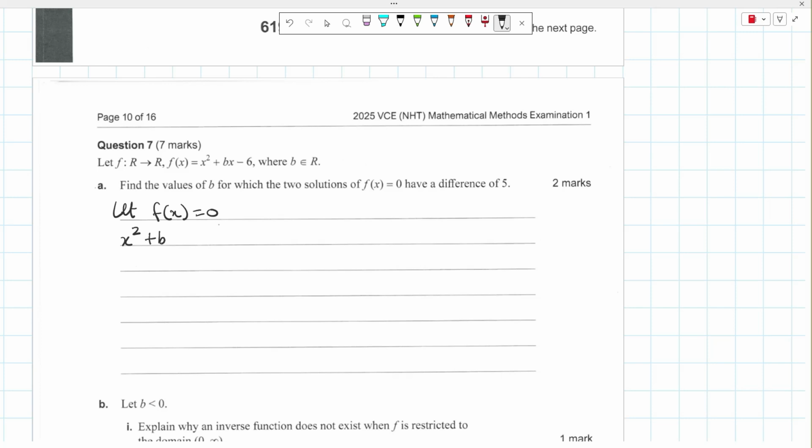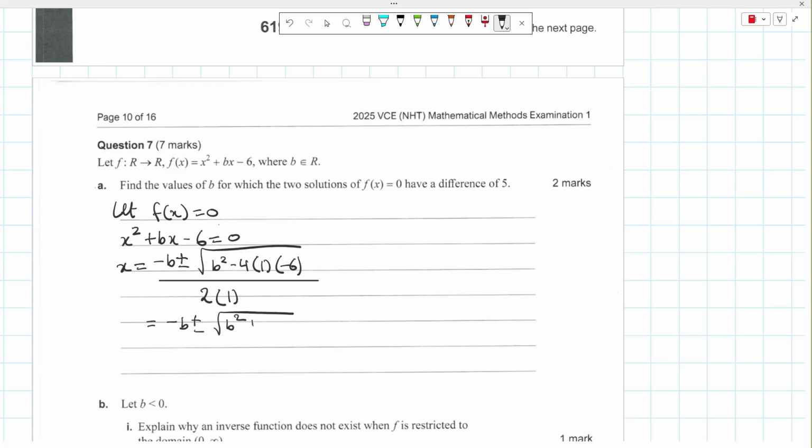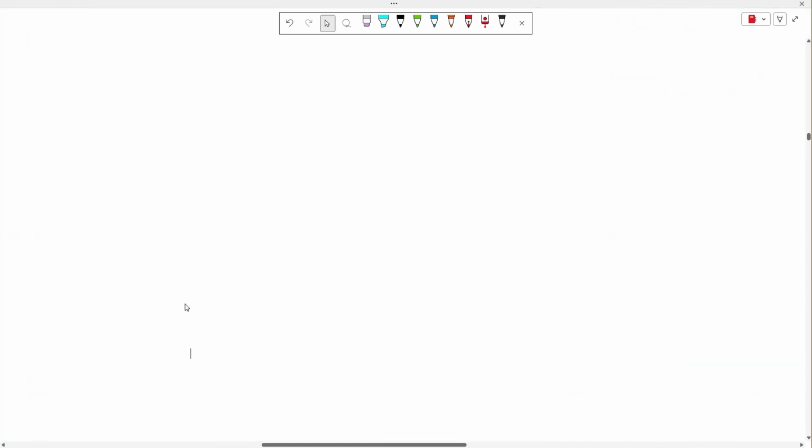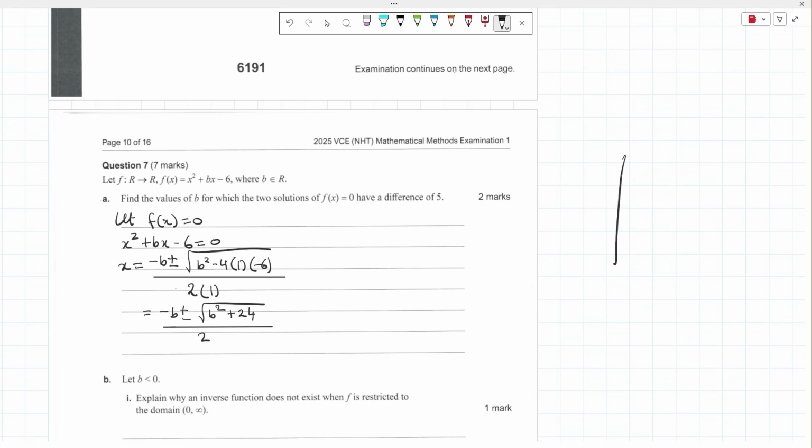So we get x squared plus bx minus 6 is equal to 0. We can solve this using the quadratic formula: negative b plus or minus the square root of b squared minus 4 times a, in this case 1, times c, in this case negative 6, all divided by 2 times a, and a is 1. So negative b plus or minus the square root of b squared plus 24, divided by 2. That's going to be our two x-intercepts. Now, I want you to think very, very carefully about this.